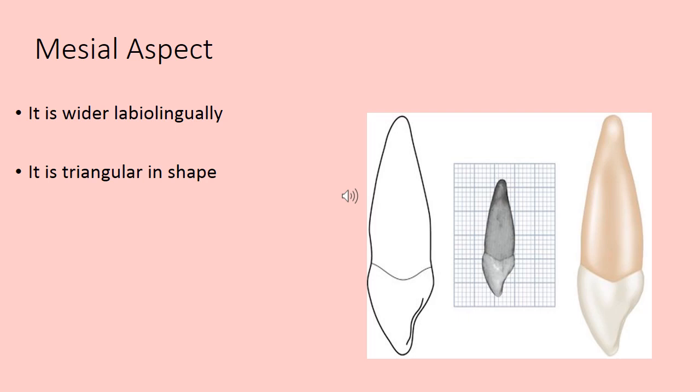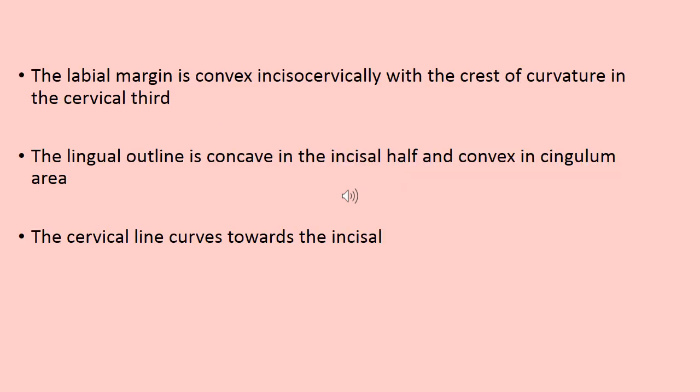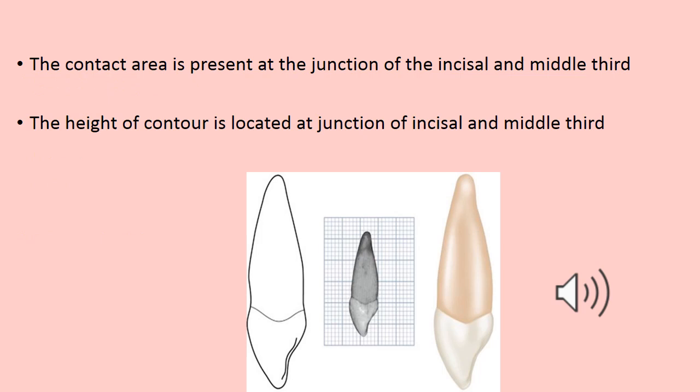Mesial aspect. It is wider labiolingually and it is triangular in shape. The labial margin is convex incisocervically with a crest of curvature present in the cervical third. The lingual margin is concave in the incisal half and convex in the cingulum area. The cervical line on the mesial aspect is curved towards the incisal portion. The mesial contact area is present at the junction of the incisal and middle third.